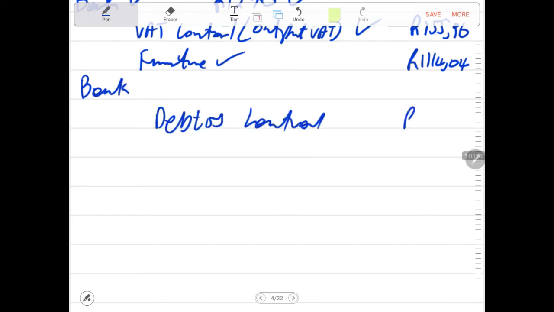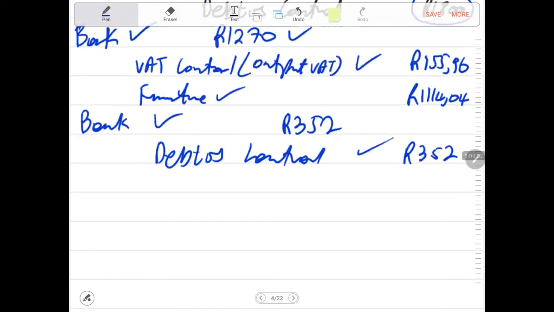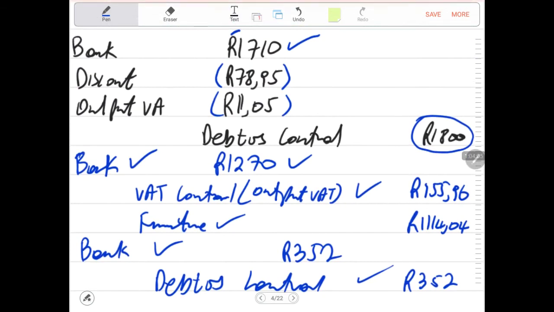You don't take into account VAT because VAT was accounted for a long time ago. 352, you are done and dusted. One column is bank, another column is debtors control, done and dusted. The reason why in the previous one, when the customer paid us, we did all of this is because this customer was given a discount when he came and settled his account.